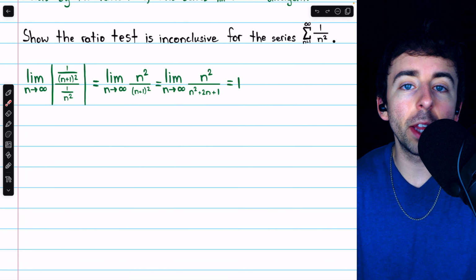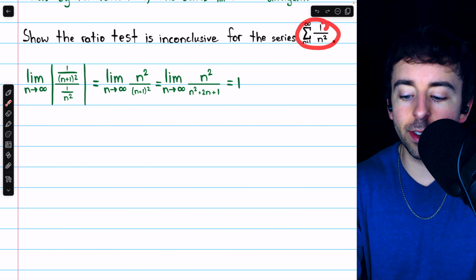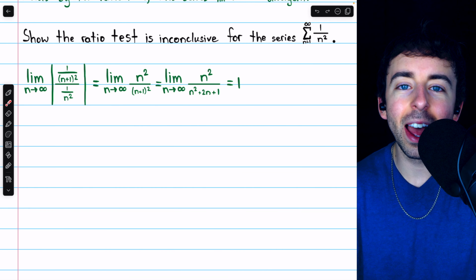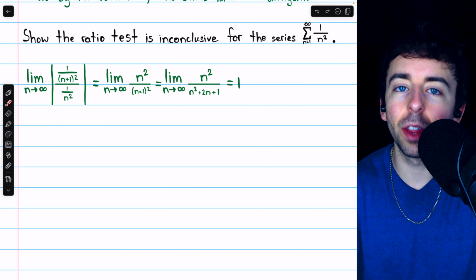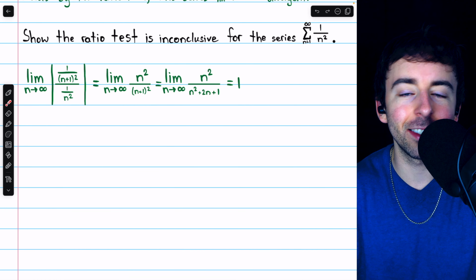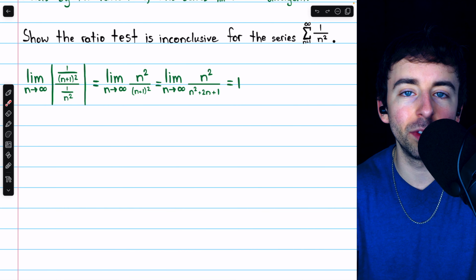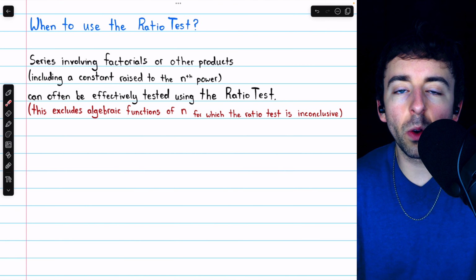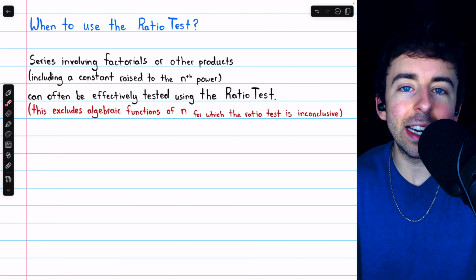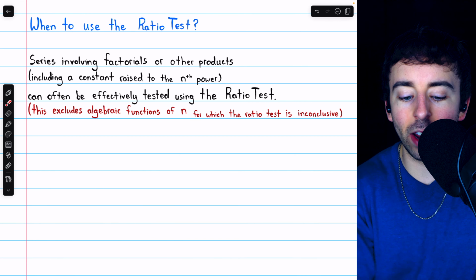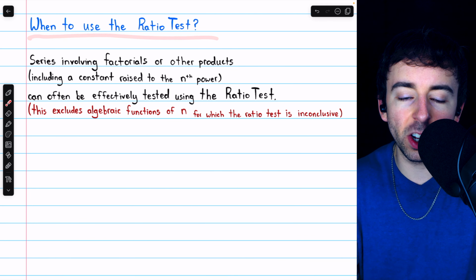Of course, we know by the p-series test, this is a p-series with p equal to 2, hence it is convergent. But the ratio test is not able to let us conclude that. It is inconclusive for this series. We, of course, don't want to spend time carrying out an inconclusive test, so this begs the question, when should we use the ratio test?